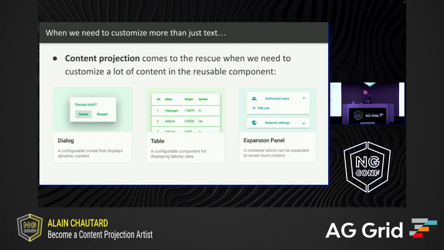But the thing is, in real life, we have more complex components than this. And if we start talking about a dialogue, a data table, an expansion panel, pretty much everything inside the component is going to be custom, right? The table, all of the rows, all of the columns are going to be different in every single use case. So we have to make those completely generic. And that's what we're going to do with content projection.